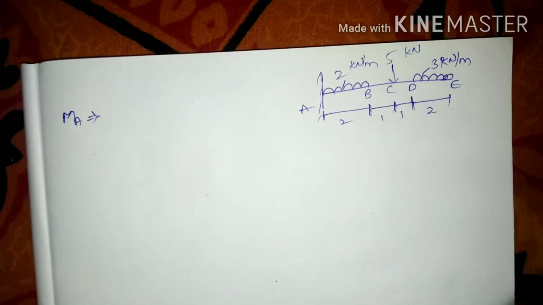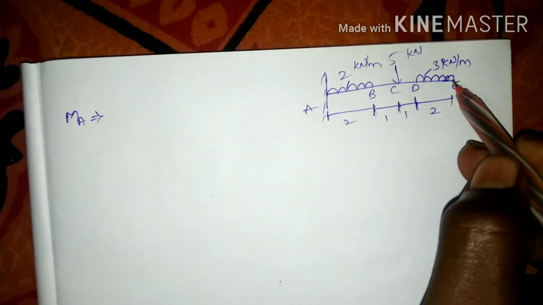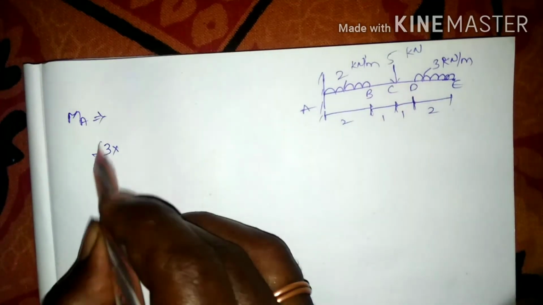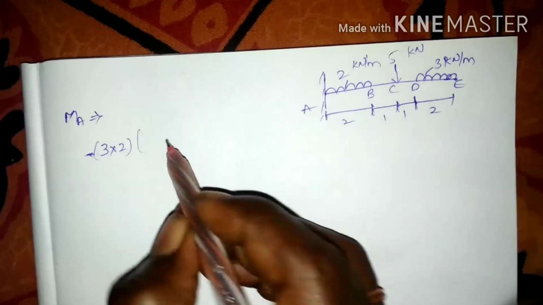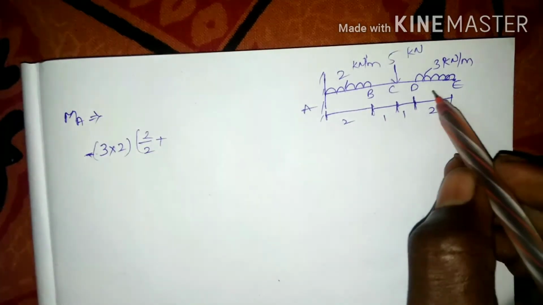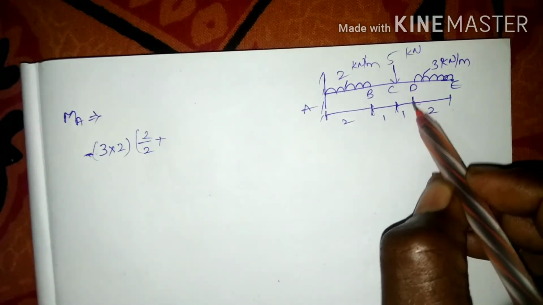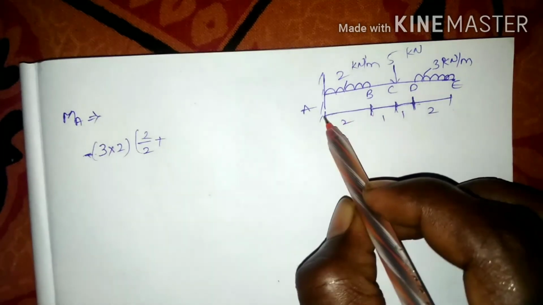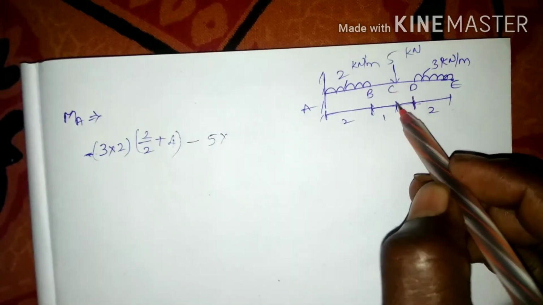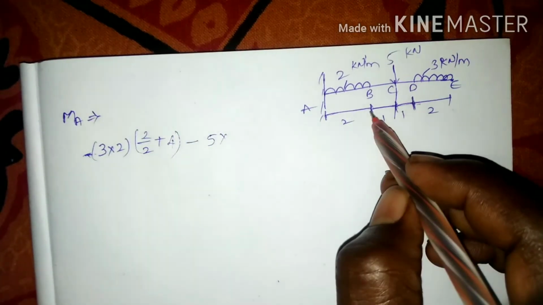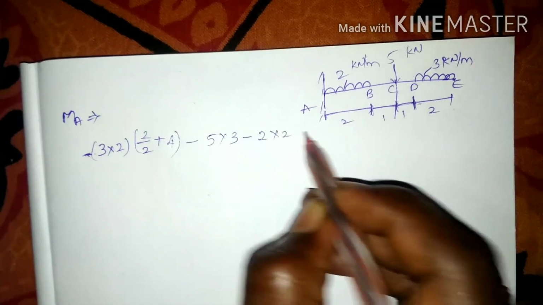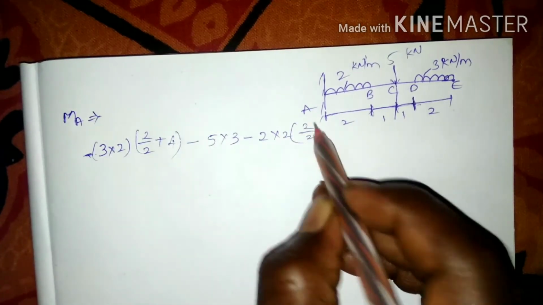For the moment about A from E, this is 3 into minus of 3 into 2, and taking the moment from the midspan, that is 2 by 2 plus 2 by 2 plus 1, that is 4. Minus of 5 into, from here, 1 plus 2, that is 3, minus of 2 into 2, and taking the moment from the midspan 2 by 2.